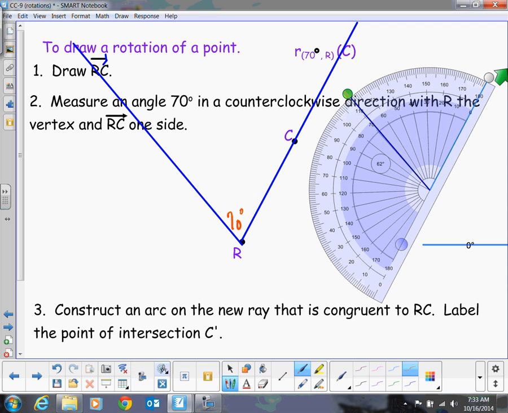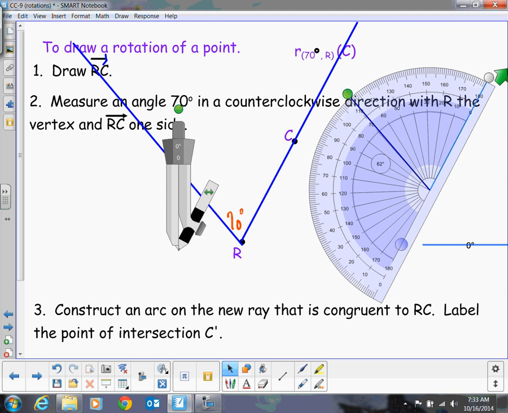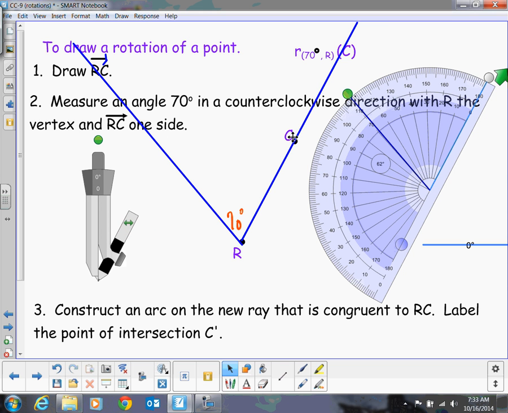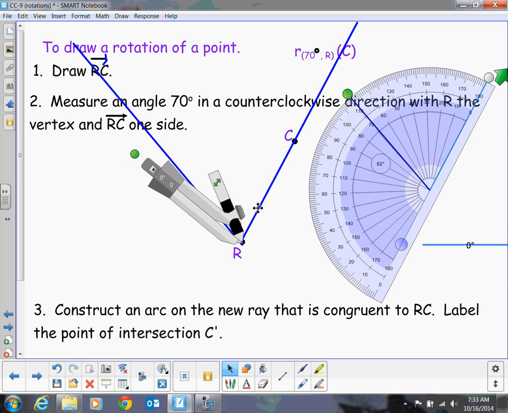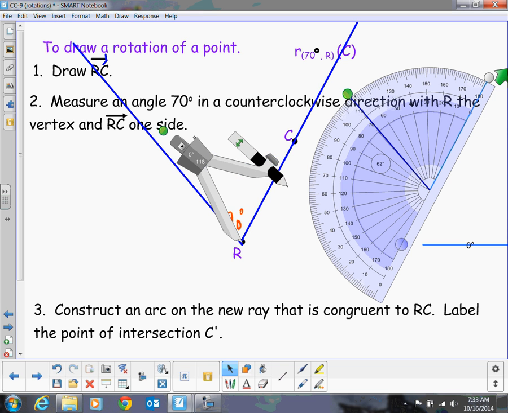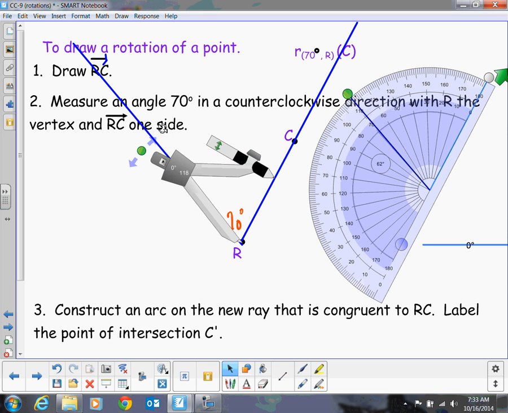Now you need a compass. Right, you got to go this way because it's positive 70, and that is a 70-degree angle. So now what we're going to do is duplicate the segment. So you're going to put your compass point on R. Then you're going to open your compass until your pencil point falls on what? C. We need our pencil point on C.